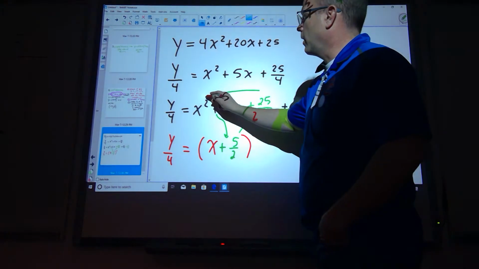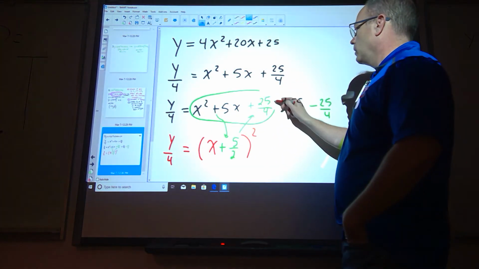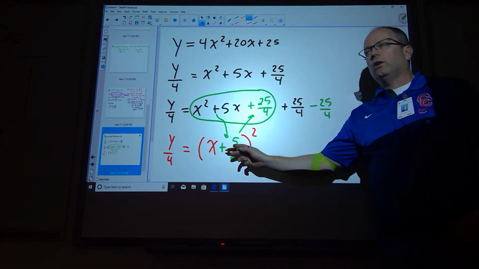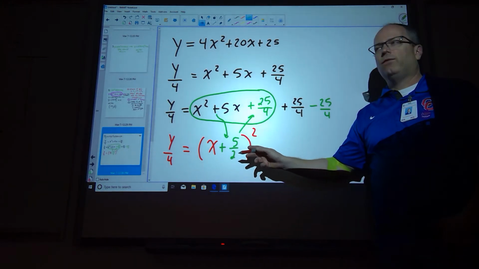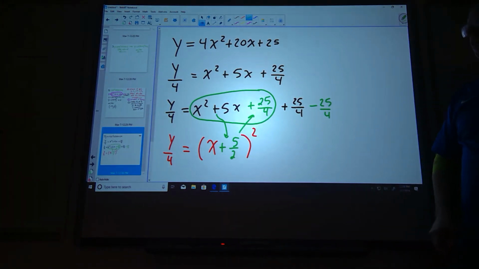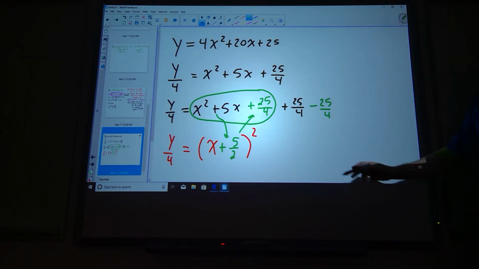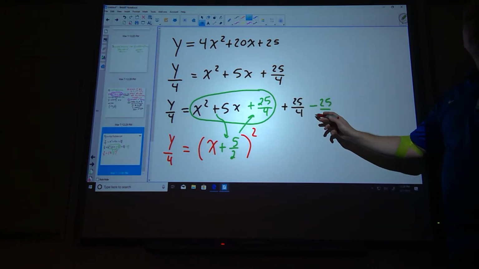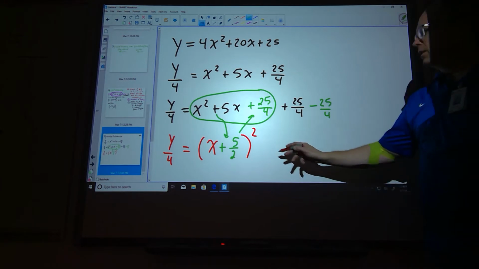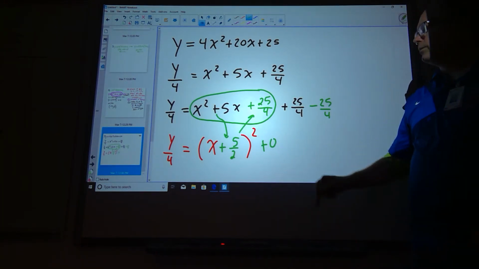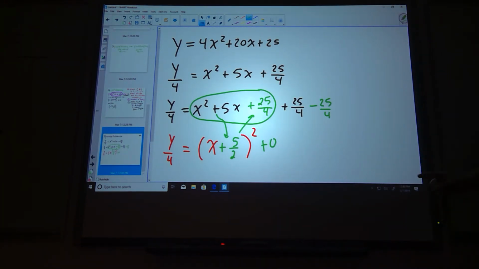So this right here is this right here. If I took x plus 5 over 2 and x plus 5 over 2 and FOILed it out, I get x squared plus 5x plus 25 fourths. Oh, look what happened here. What happens here? Yeah, I get a 0. So that's my completed square.